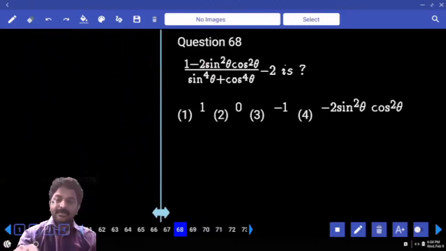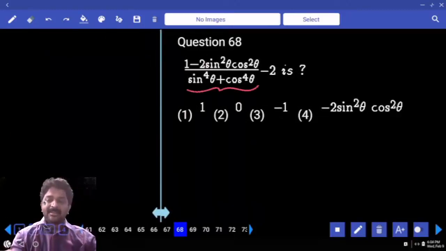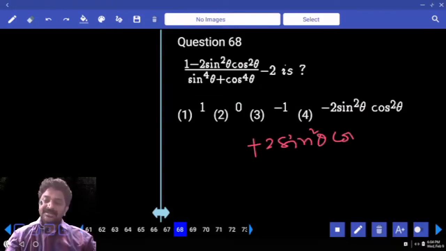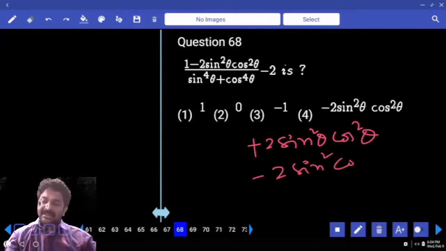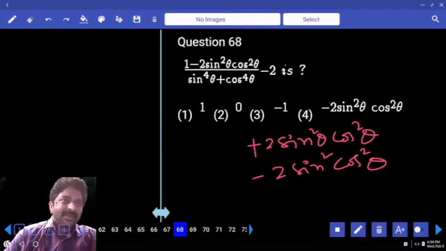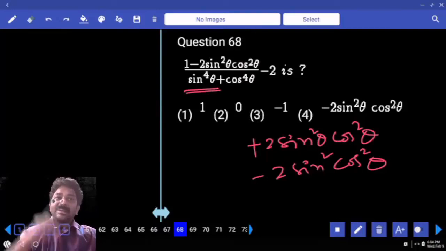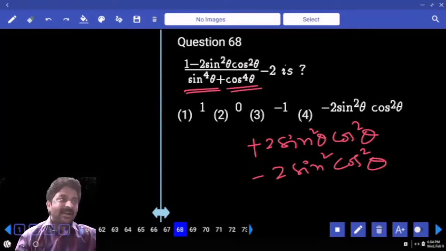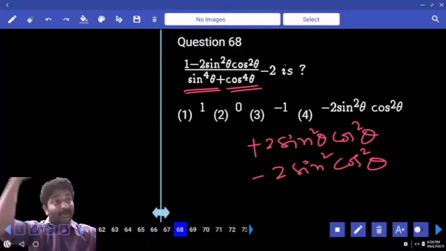Right. So to the denominator value, I'll try to add 2 sin square theta cos square theta minus 2 sin square theta cos square theta. I am adding the same number and subtracting the same value. Okay? Come on. Sin power 4 theta, I'll write it as sin square theta whole square. Cos power 4 theta, I'll write it as cos square theta to the power of 2.